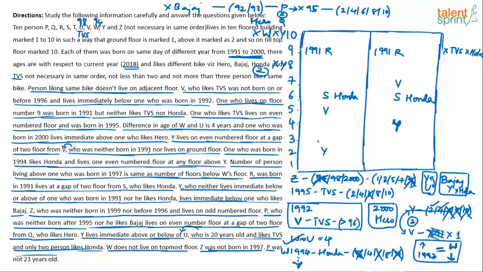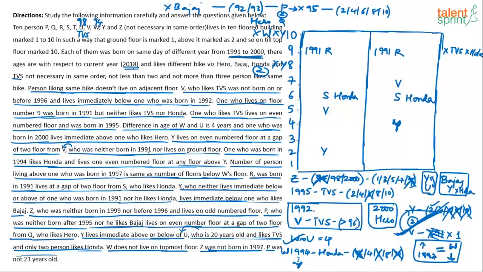So if Y is on 2nd floor, V comes on 5th floor. If Y is on 4th floor, V comes on 7th floor. V can also come on 1st floor here, but 1st floor is not allowed for V according to this point. So this is done. We have already used this part, right? This can be crossed now. I mean, we have considered both the cases.